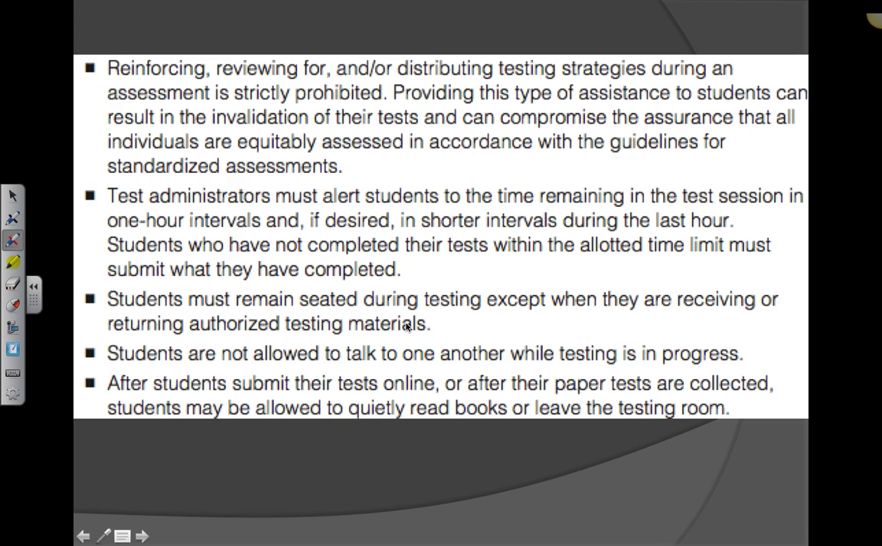Students must remain seated. At no time should they be carrying their testing materials if they have to move rooms or anything like that. That is a testing irregularity. But within the classroom, best practice is for them to raise their hand and you go and pick up their testing materials and make sure that it's complete, and then they can get their reading material.